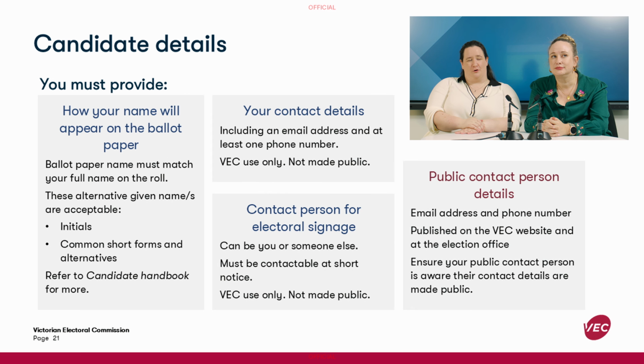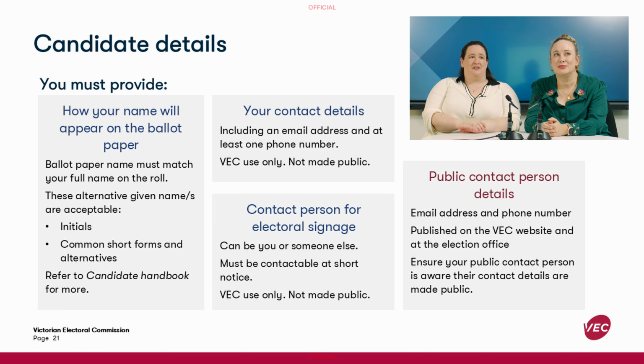On the nomination form, you will confirm how your name will appear on the ballot paper. If your name does not meet the requirements, we will ask you to amend your ballot paper name, which may delay the processing of your nomination. Your family name must match the electoral roll exactly, but you may use an acceptable alternative to your full given name that appears on the electoral roll.